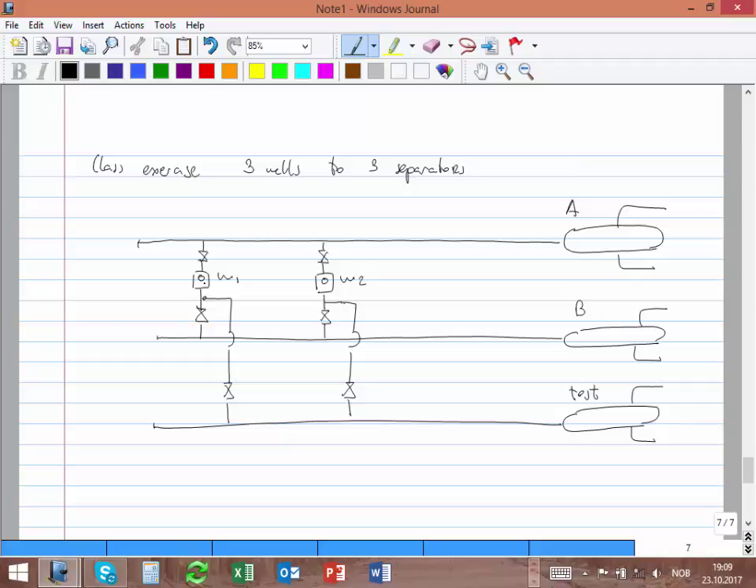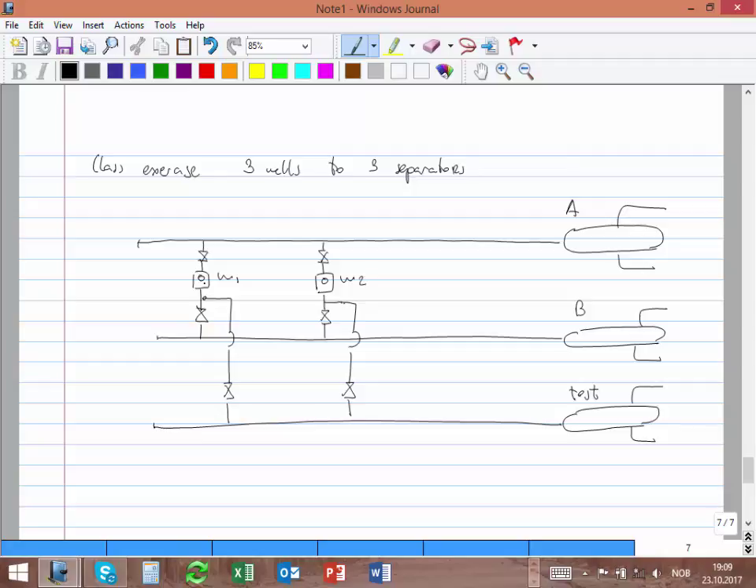So we have the three separators, right? We have the three lines. Each one has to have its own line, because if you send the production of one well through that line, you don't want any other well to be there, or to go to another separator. So they have to have their own separate line. And you have two wells, for example. First I send a line from well one to header A, a line from well one to header B, and a line to the test header. And then I put the valve.